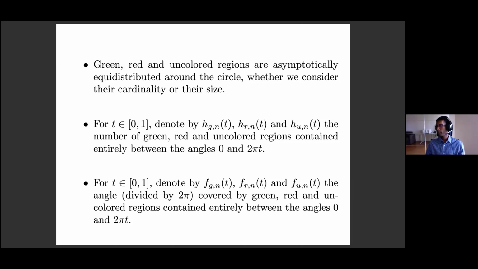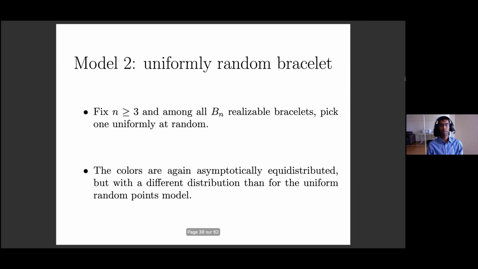Well, maybe I will skip the formalization of this because I have only 6 minutes left, I think. So just remember this statement, which is formalized here. And I'll go to the second probabilistic model, which is just that you fix n and you have a certain number of realizable bracelets, capital Bn. And among all these, you pick one uniformly at random. So this time, we do not have a result for the number of green regions for fixed n, but we have the result asymptotically. And we also have the asymptotic equidistribution.